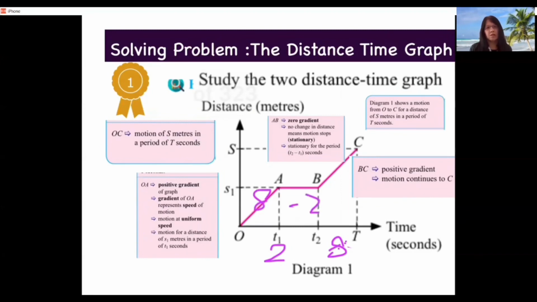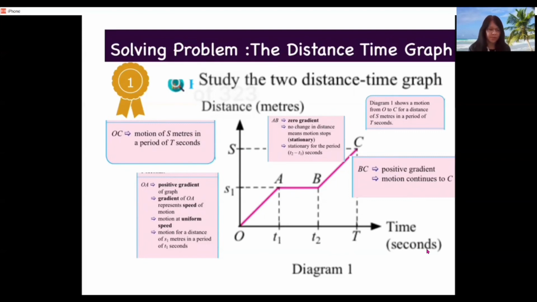Understand? Okay, so from B to C, notice there is a positive gradient, and the motion continues to C. So this diagram shows a motion from O to C for a distance of S meter in a period of T seconds. Okay, understand? Good. We proceed to the next.